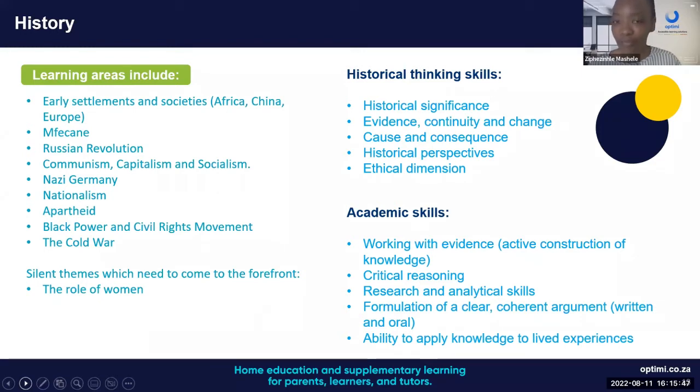Now, I'm going to move on to the historical thinking skills that you can expect when you study history. And the first one being that we look at historical significance. And here we ask the question, how do we decide what we should study? And we look at events that resulted in change. We look at significant events that shaped our times now.